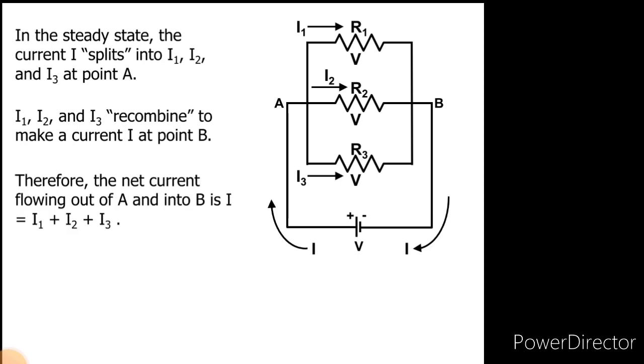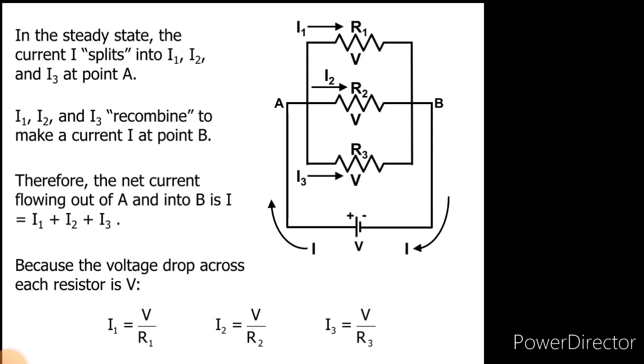Okay? So therefore, the net current flowing out of A and into B, okay, so from A to B, pag kukunin mo yung net current, you just have to add I1, I2, and I3. Okay, pag-addin mo lang in order to get the net current. And because the voltage drop across each resistor is V, okay, so then I1 is equivalent to V over R1, I2 is equal to V over R2, and I3 is equivalent to V over R3.